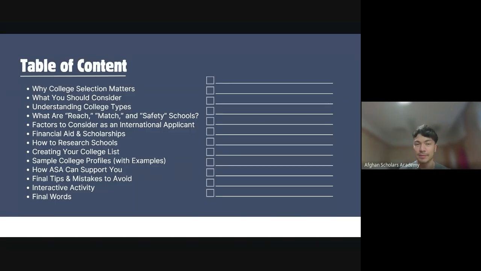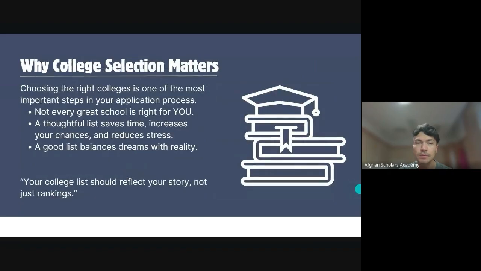We'll also provide some examples for that, and how ASA can support you, and how you can really take the most out of this program, and some final tips and some mistakes to avoid. And we will have some activity in the end, and we will wrap up from there.